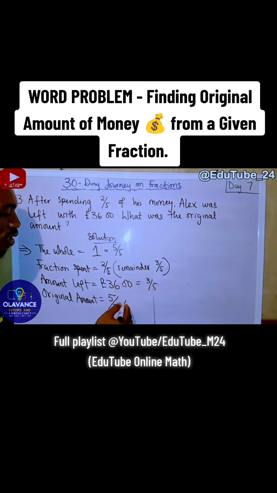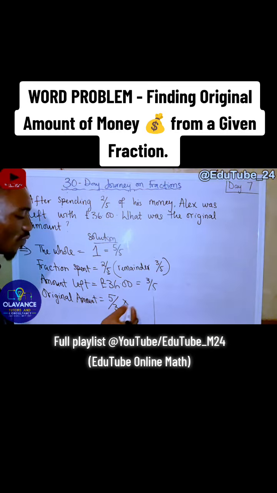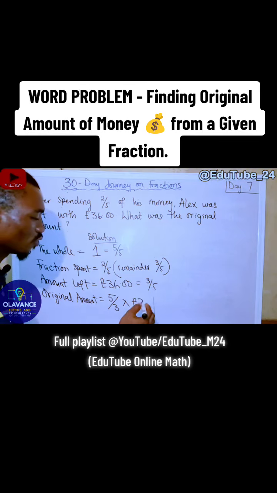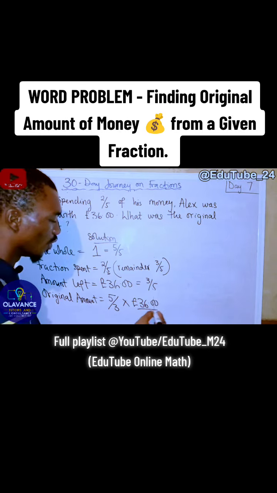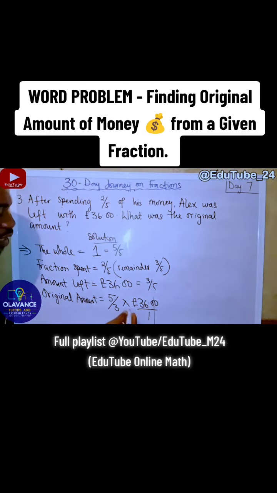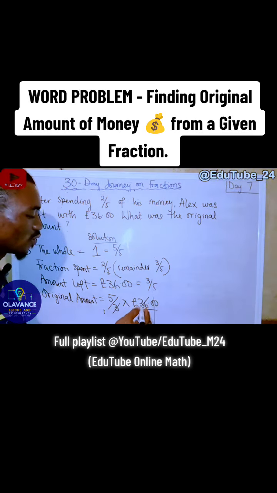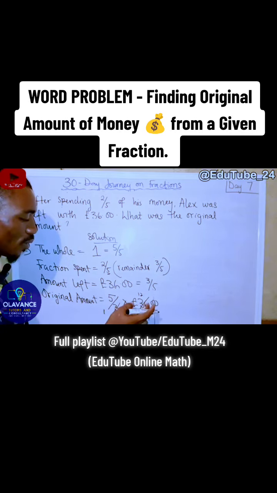So 5/3 times the amount left. So the fraction of money left inverted, then times the quantity of money left. So 5/3 times 36 pounds over 1. Now let's look for what can divide in common factor. 3 goes in 3, we have 1, and then 3 in 36. You can take it 1 by 1 if you don't know how to divide mentally. So 3 in 3 gives you 1, and then 3 in 6 will give you what? 2. So that means you have 12 pounds on the right hand side of the expression.